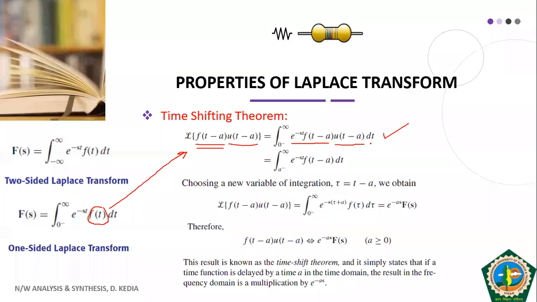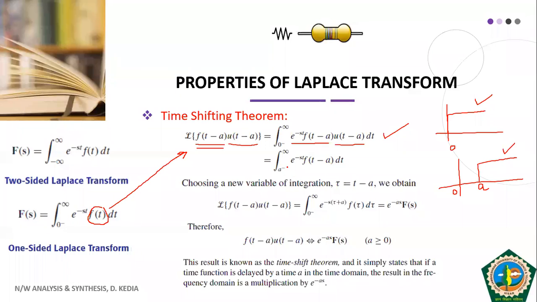There is one point here. Since f of (t minus a) is multiplied with u of (t minus a), if we draw u(t), it will start at t equal to 0. And u(t minus a) will be represented like this. So this is a, this is 0. This is your u(t), this is your u(t minus a). In this case, your unit step function is also shifted in time and it is starting at a.